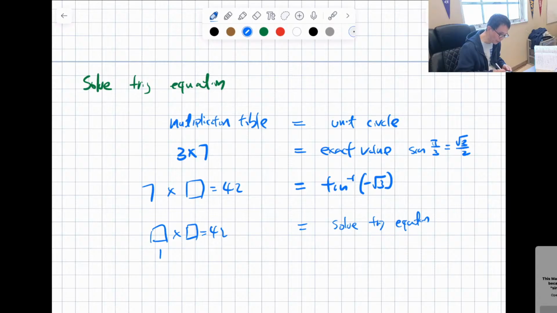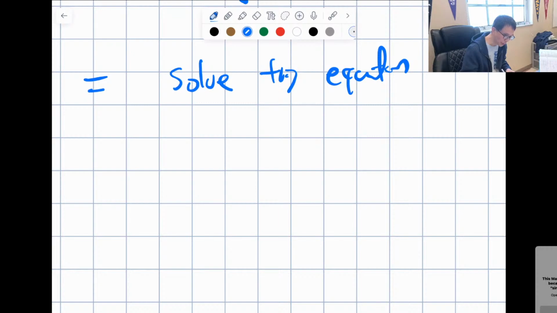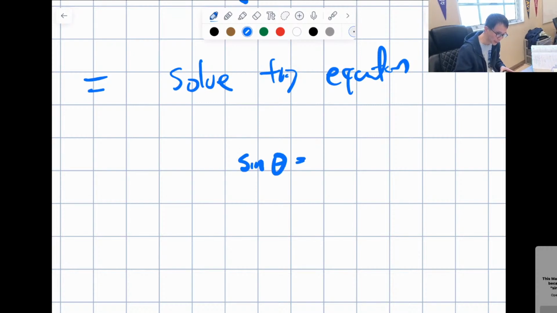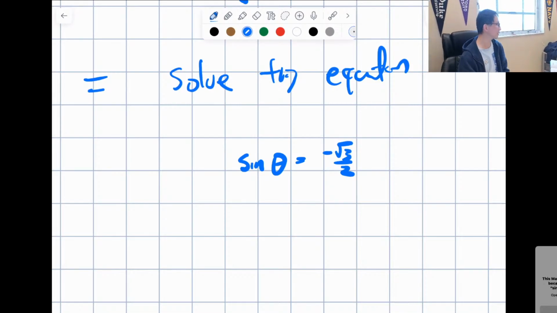So you've got 1, 42, right? 2, 21. 3 times what? 14. And 6 times 7, right? Those are all the combinations. So what does solving a trig equation look like? It looks like this. Sine of theta is equal to negative square root 3 over 2. What is theta?